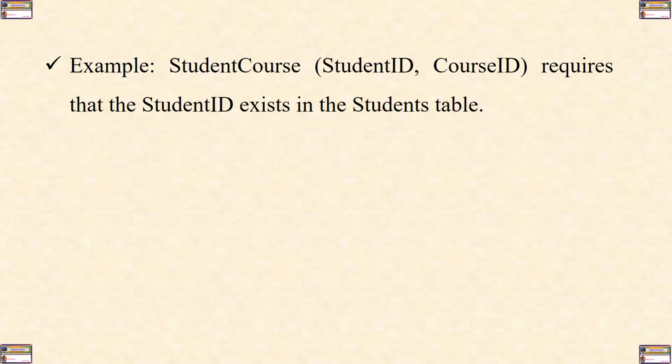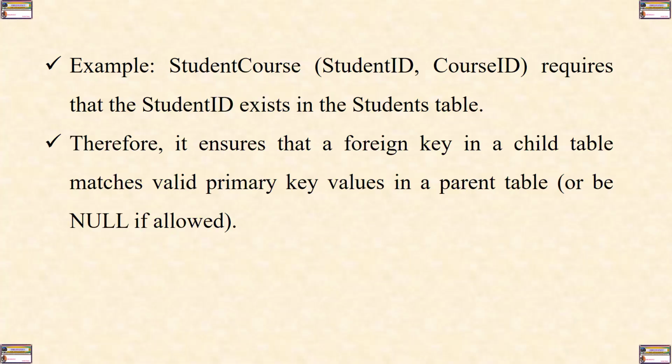An example is student course. A student course will have the student ID and the course ID. Now, this requires that the student ID exists in the student table. So there's no way you can talk about a student pursuing a course, yet that student does not exist. So before a student takes a course, that student must exist. And that student is identified using a student ID, which must be in the student's table.